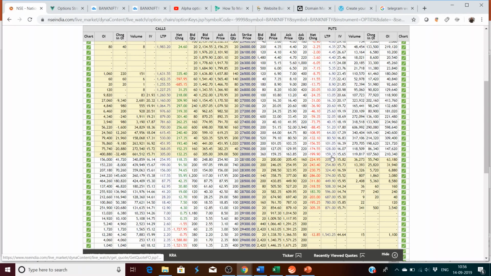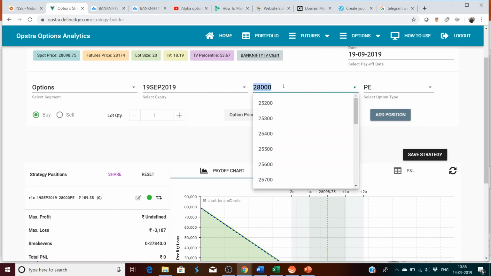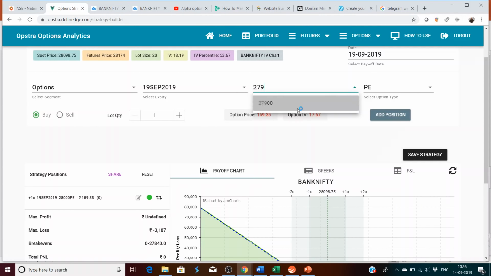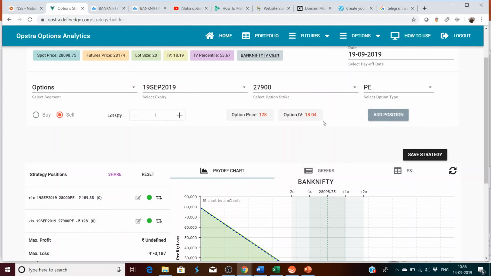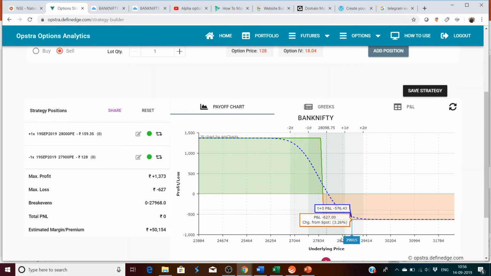We have bought a put 28,000 and we buy a 27,900 put. So we are selling a put which is out of the money. And let's see how the direction is changing. So the direction is not changing, it's still bearish, but your risk is now reduced further. It's become 600 rupees, max profit is 1300 rupees. So this is how you can play with the strategy. This is one of the simple strategies which I am showing.